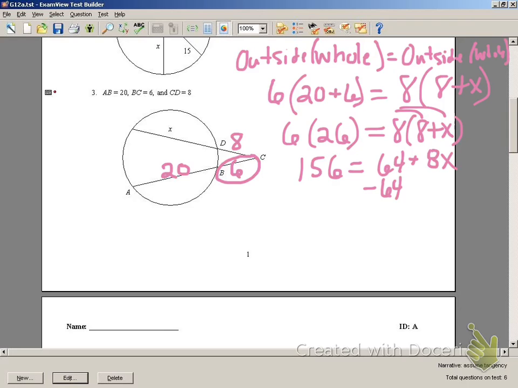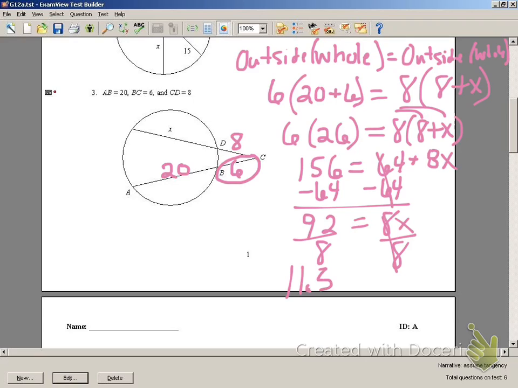Now subtract 64. And when we subtract, we get 92. Am I doing my math correct? So then we divide 92 by 8. 11.5 equals x. Remember, the directions did tell us to round to the nearest tenth. Therefore, x equals 11.5.